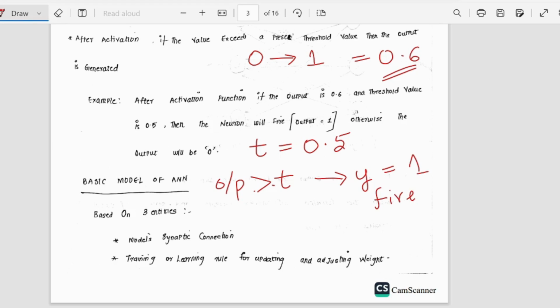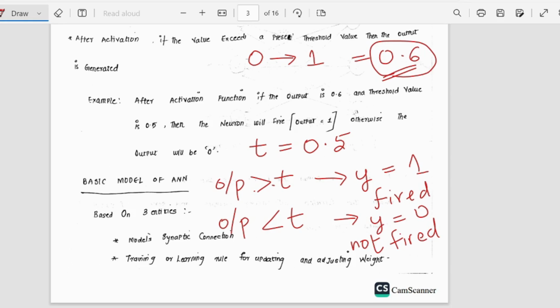The neuron is going to generate an output. If the output is less than the threshold, then the output y generated will be equal to 0, and we will say that the neuron is not going to fire, or the neuron is off. So here our output is 0.6 and the threshold is only 0.5. So the output value is generated, which is going to be y equal to 1.